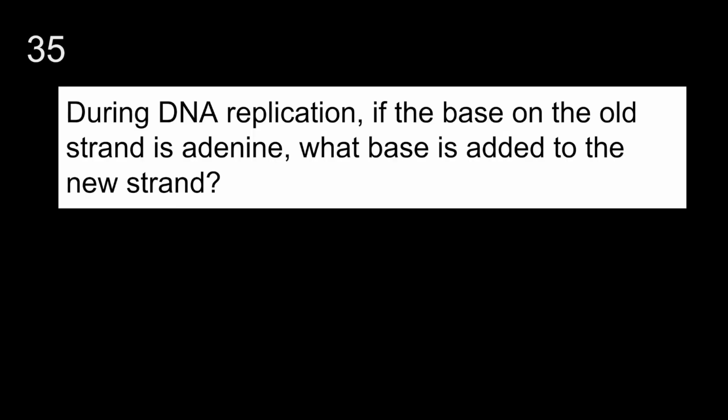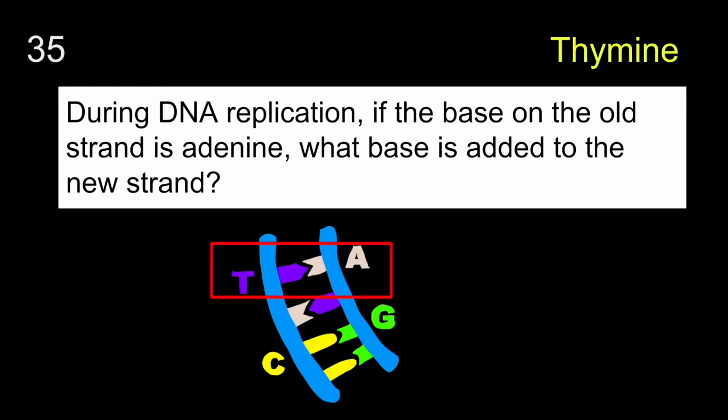Question 35. During DNA replication, if the base on the old strand is adenine, what base is added to the new strand? All right, and the answer is thymine. And the way you can remember that is, well, we know that C goes with G because C and G look the same. Therefore, A goes with T. So what's opposite adenine? Thymine.